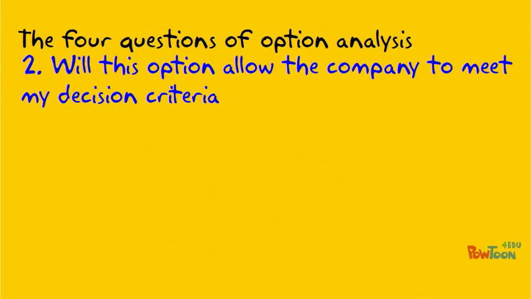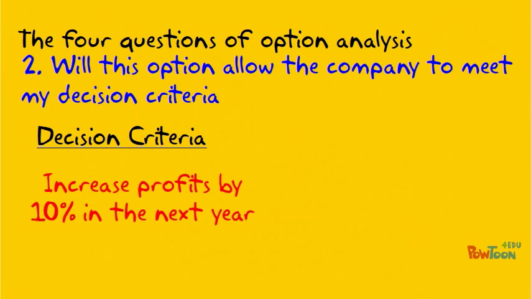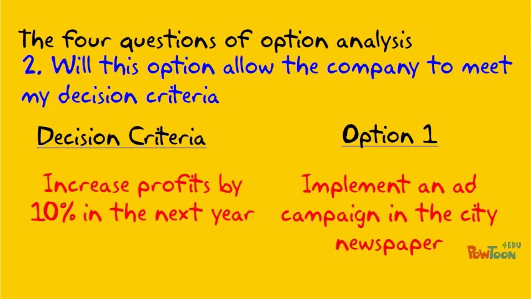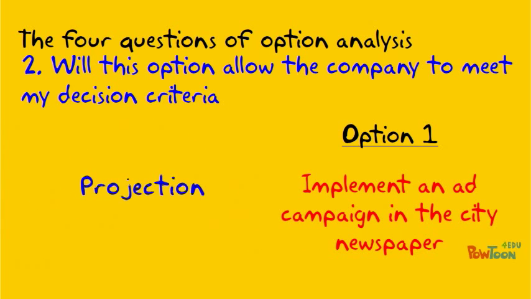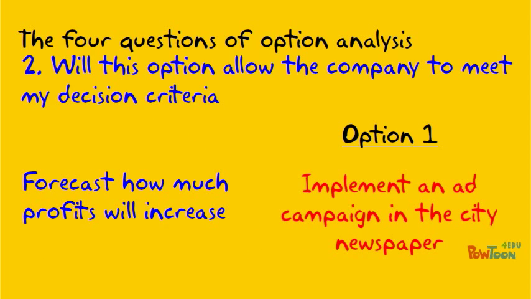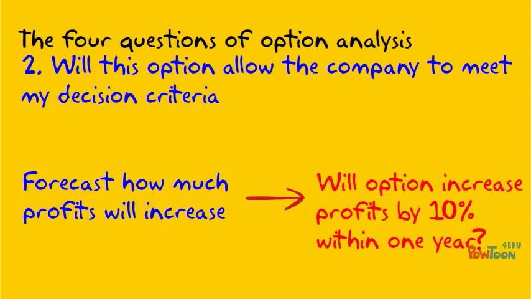For example, if your decision criteria is increase profits by 10% in the next year, and your option is implement an ad campaign in the city newspaper, then you must make a projection. You must forecast how much profits will increase due to your new ad campaign, and then determine whether that increase in profits will hit the 10% target that you've set within a year.